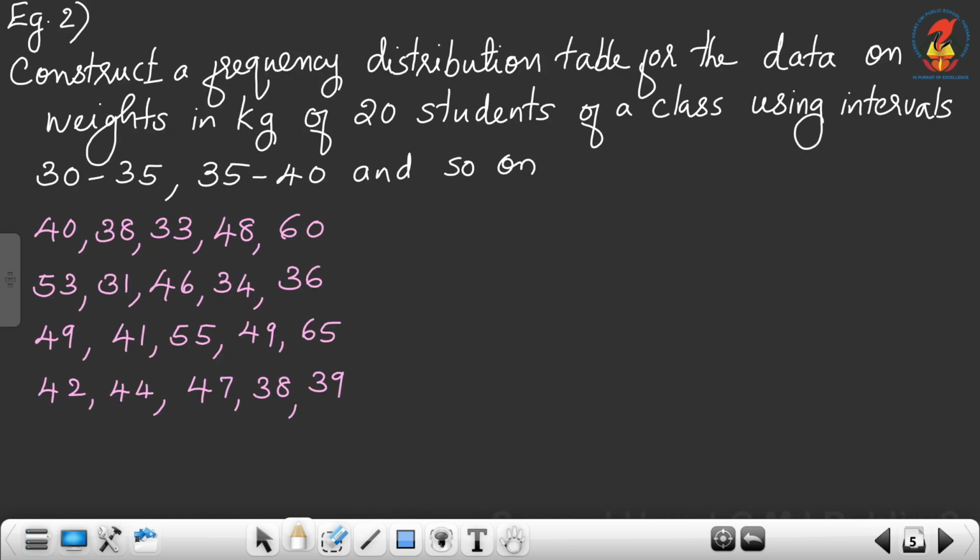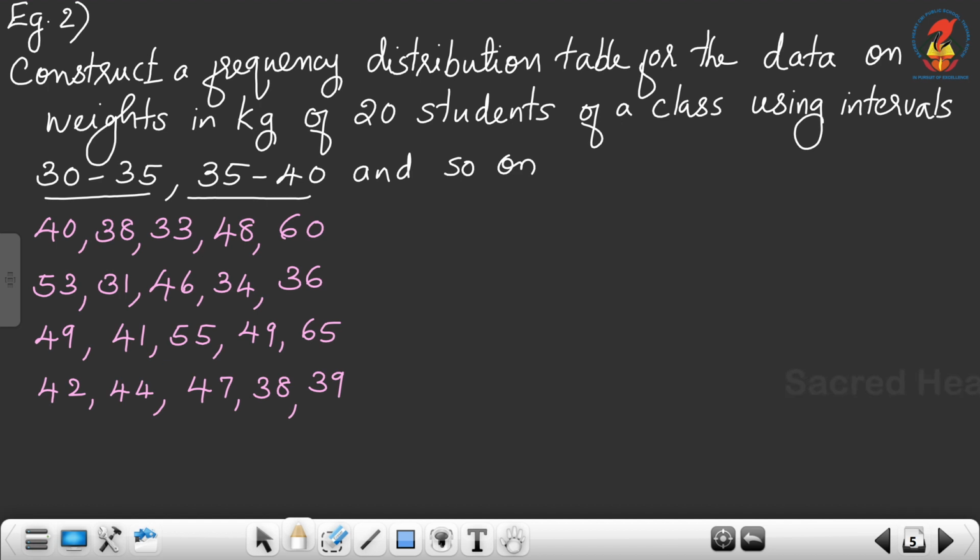Now the question: construct a frequency distribution table for the data on weights in kilograms of 20 students of a class using class intervals. The class intervals are given here: 30 to 35, 35 to 40 and so on. Sometimes the class intervals are given in the question. So you have to start from 30 to 35 and make the class intervals in this way, 30 to 35, 35 to 40, like that. Now look at these observations.